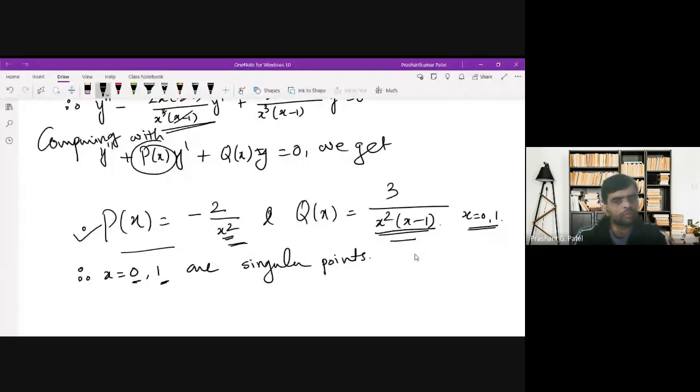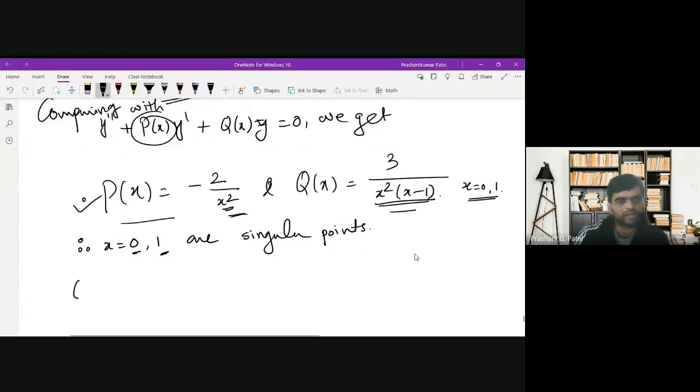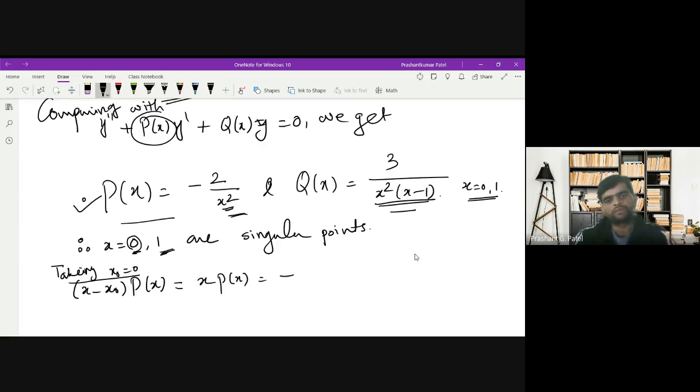Now if it is a singular point, we need to find out whether it is a regular singular point. For that, you have to check whether x minus x0 times p of x is analytic or not. I am first starting with x0 equal to 0, and then we will check for 1. So it is x times p of x, that will be minus x times 2 upon x square. The x gets cancelled out, so it is minus 2 by x.